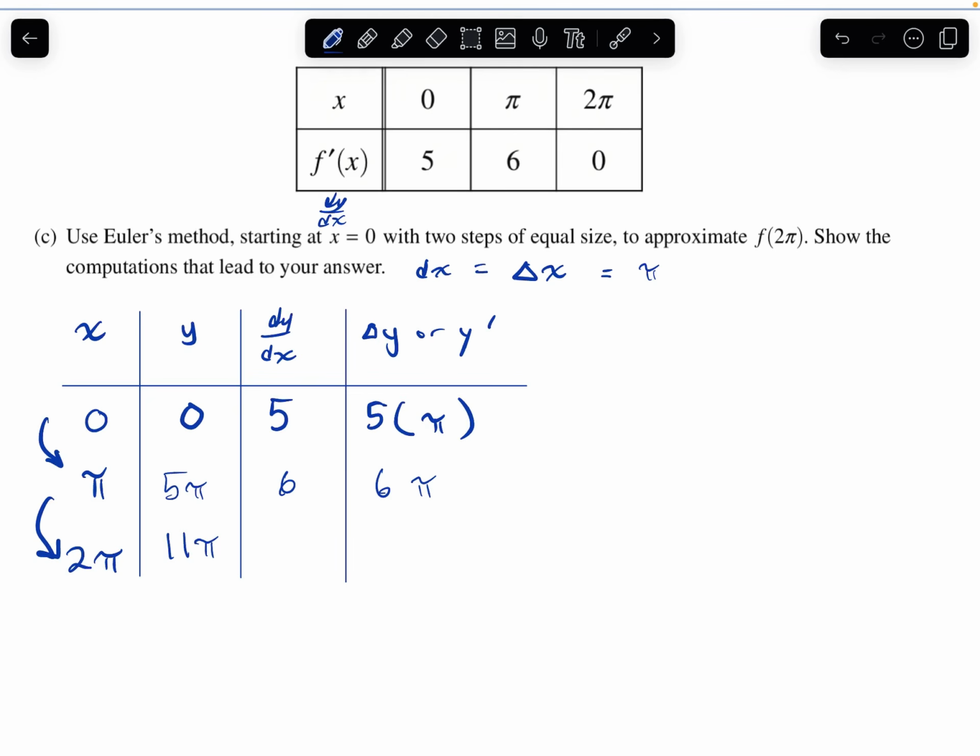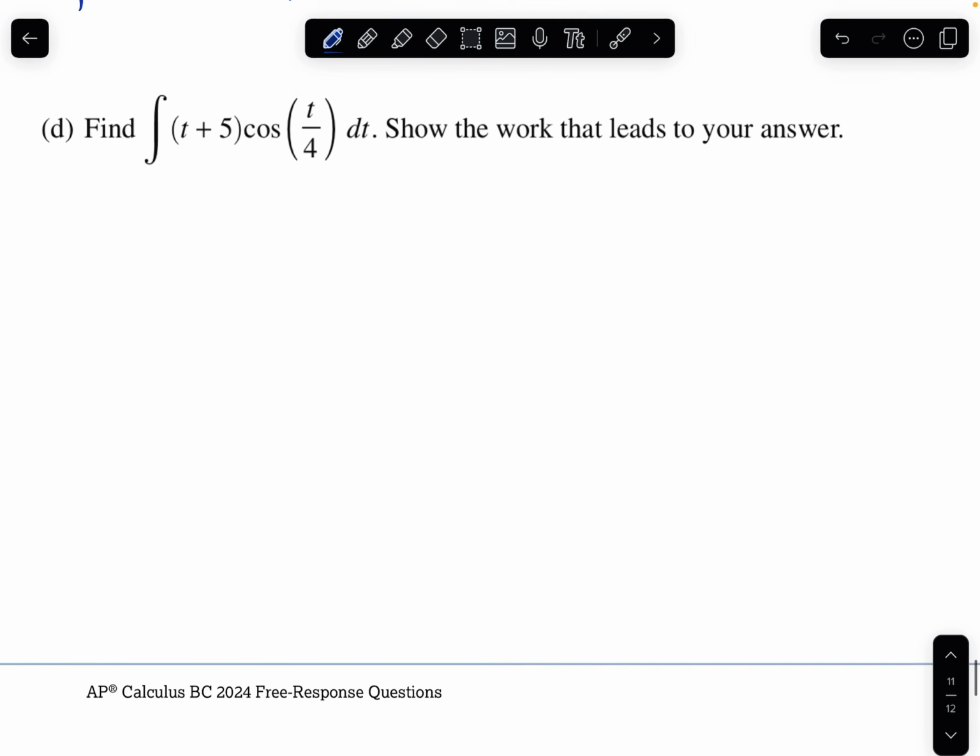Okay? So using Euler's method, we can say f of 2 pi is approximately equal to 11 pi, based on what we found using Euler's method. Okay. All right, and then finally part D.